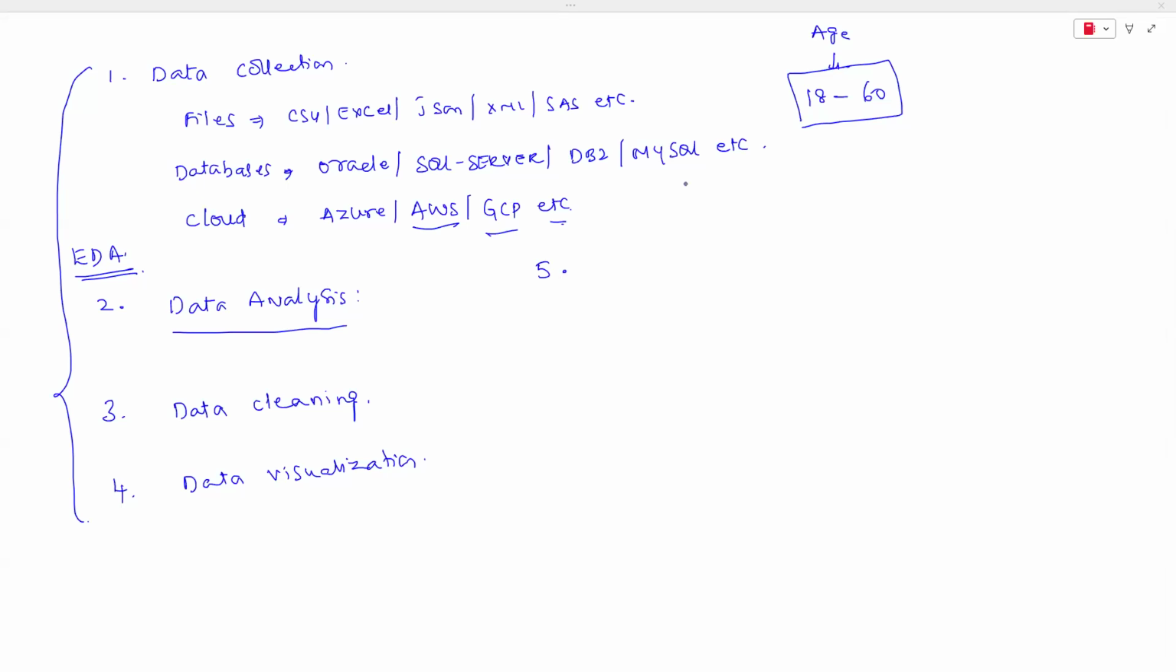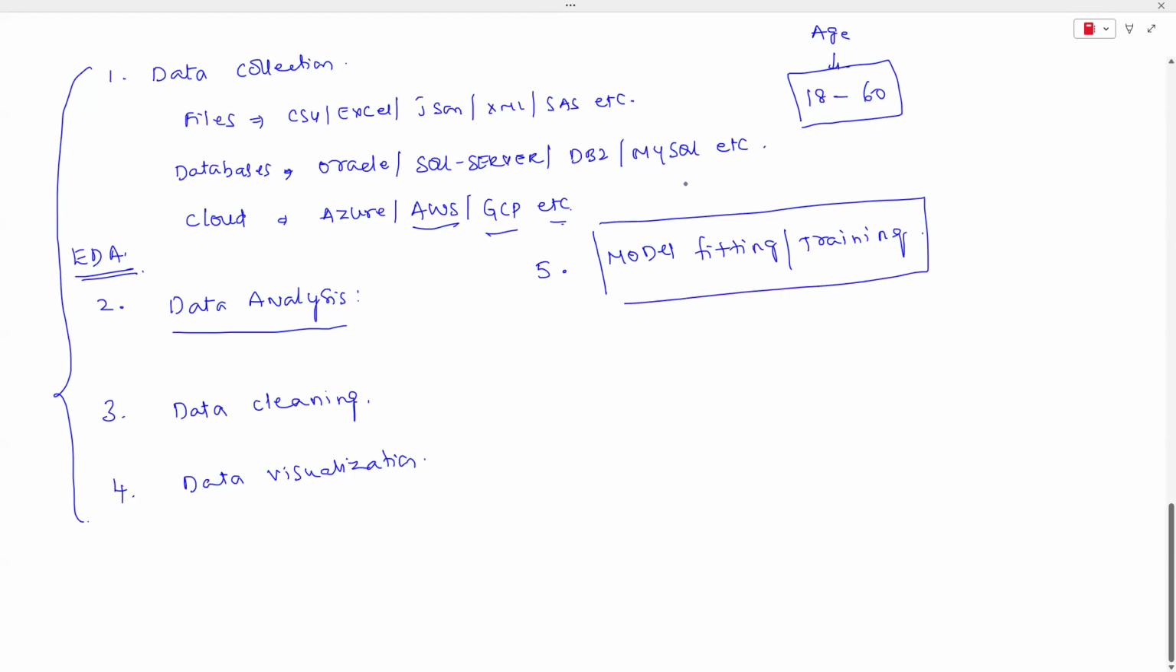Next, what is the fifth step, guys? Once you are satisfied with the data and everything is clean and clear, you can feed this data to the machine. The machine is going to learn. That is what we call model training, or model fitting. Technically we call it model fitting, or model training. So this is the step, guys, where the machine is going to learn from the data.